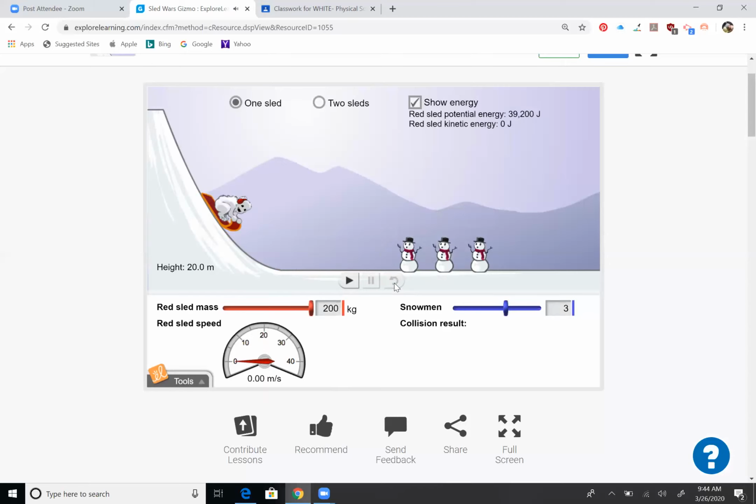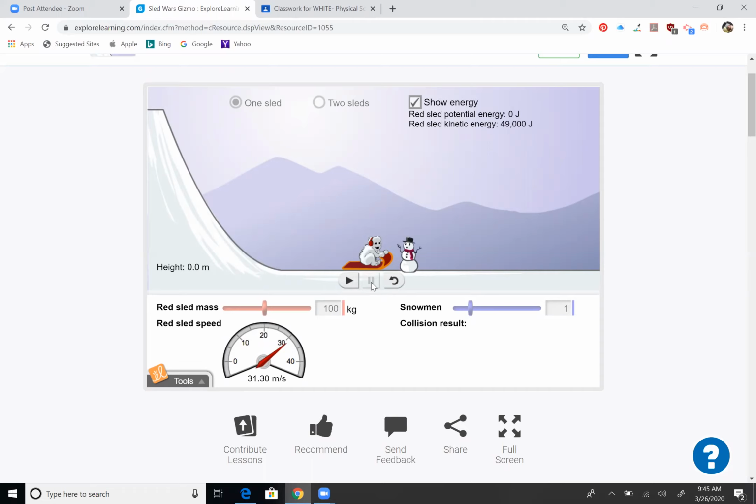All right, so we want to set the red sled mass to 100 kilograms and put one snowman there. Drive the sled to the top of the hill, and then play, and pause the sled right before it hits the snowman. So what's the speed of the sled before it hits the snowman? We're at 31.3 meters per second.